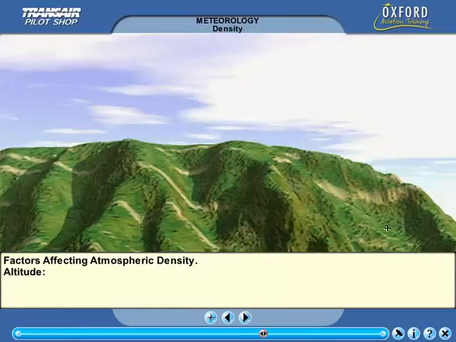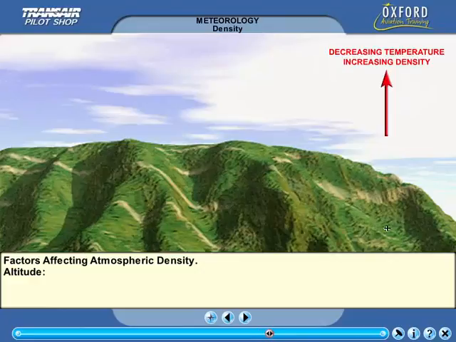Having seen the effect of varying temperature and pressure on density, let us now consider the effect of altitude on density. Here we have a conundrum. As altitude increases, temperature falls. Therefore, density should increase. But as altitude increases, pressure also falls. This causes the density to decrease. So what does happen to density with altitude?